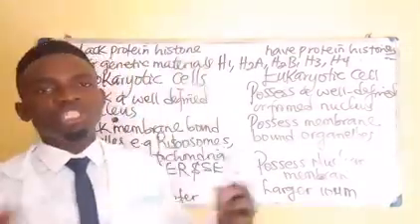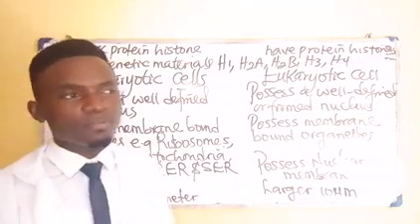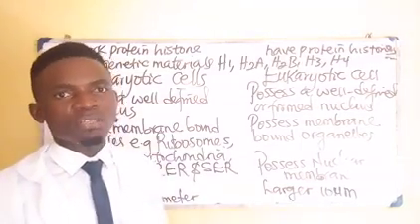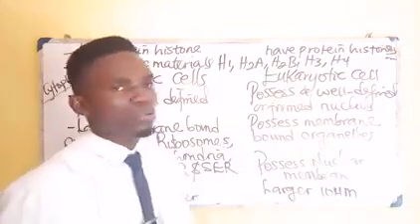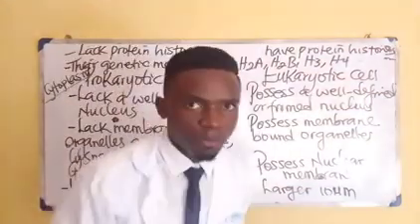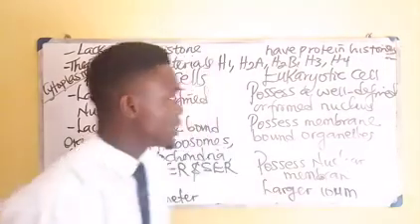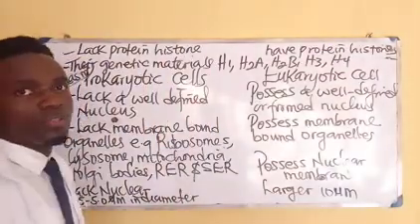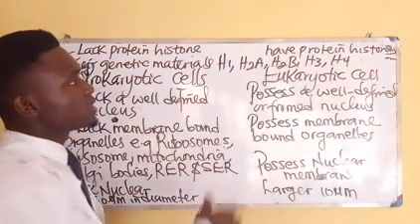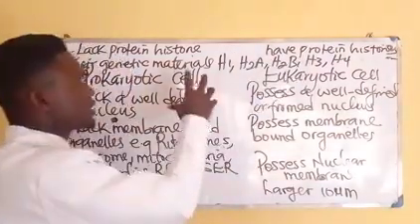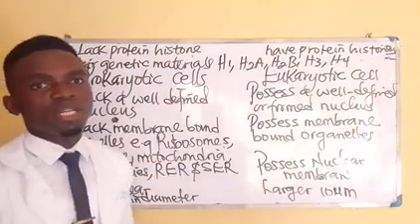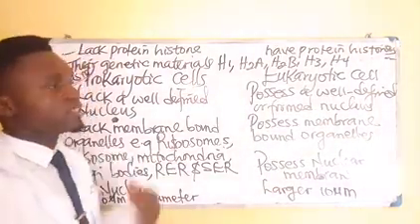So mammals in general, birds, fishes, all of these organisms are eukaryotes. They have eukaryotic what? Cell, because they have a well-defined nucleus. But bacteria and viruses are prokaryotic cells. These ones are eukaryotic cells, right? While these ones are prokaryotic cells because they lack a well-defined nucleus.